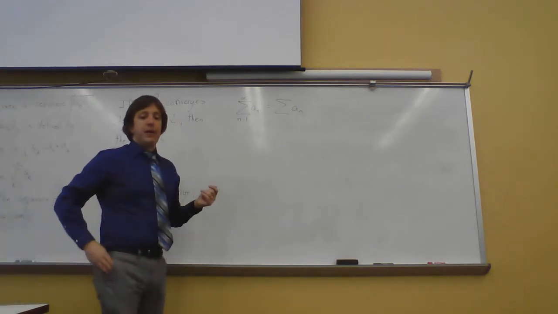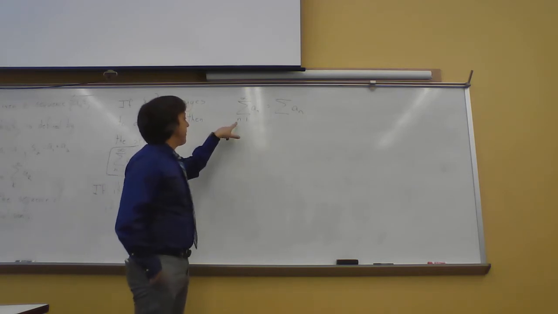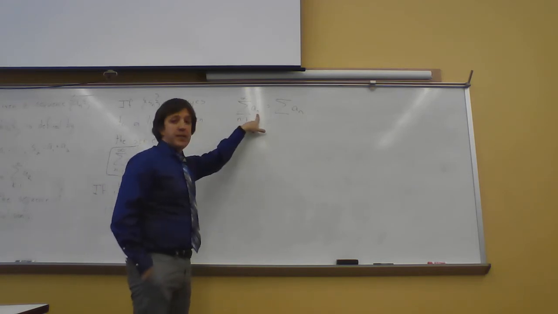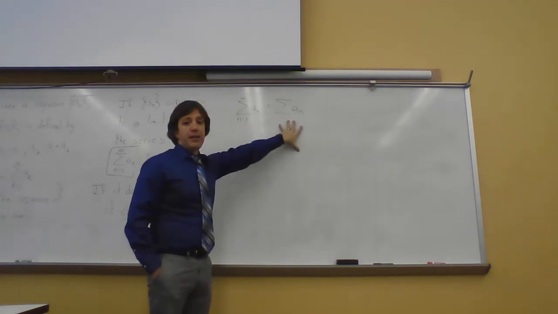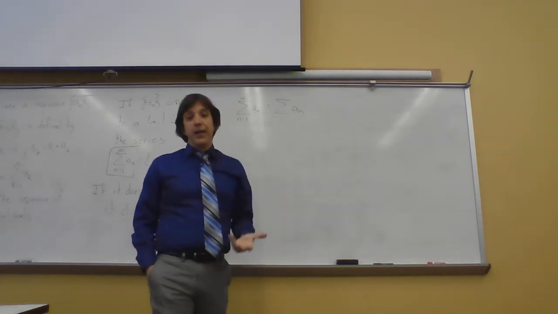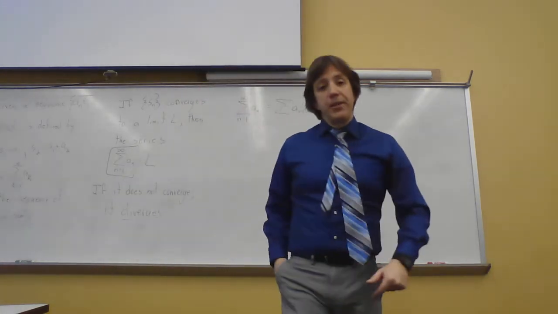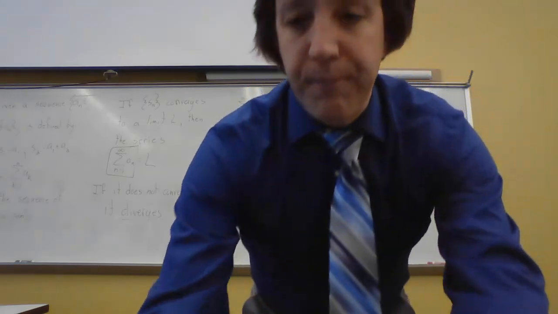One last piece of notation before I clear the board and start over. The sum from n equals 1 to infinity of the A sub n's is the same as just writing the sum of the A sub n's. If you just see this notation, the sum of A sub n, it is just assumed that it goes from 1 to infinity. All right, let me clear the board and do more.